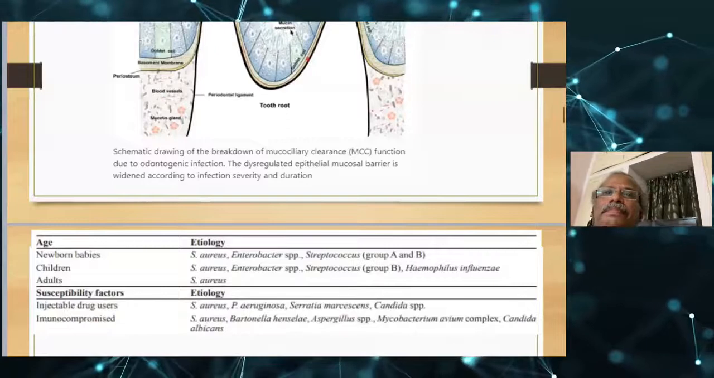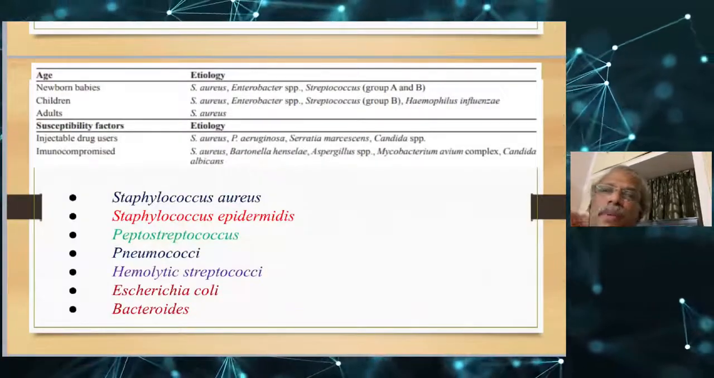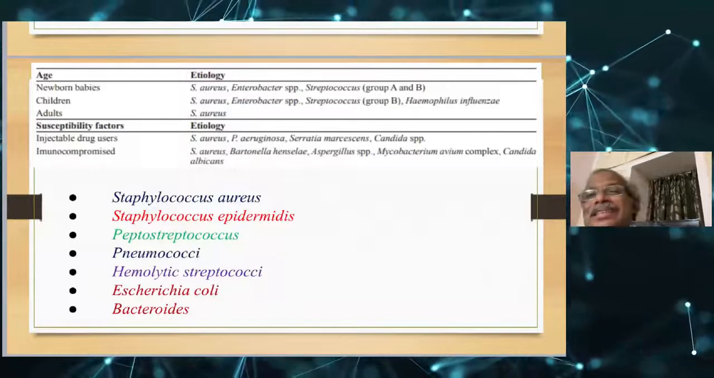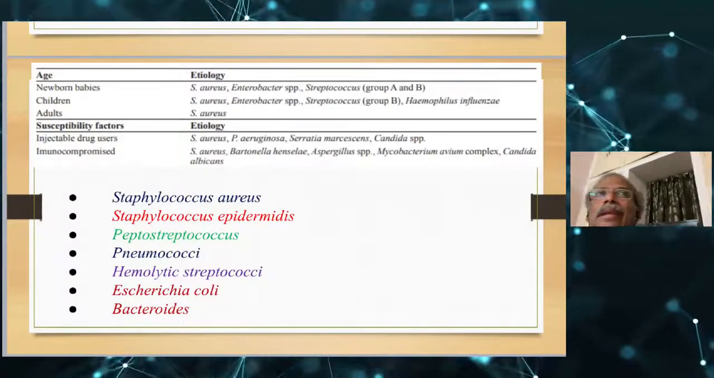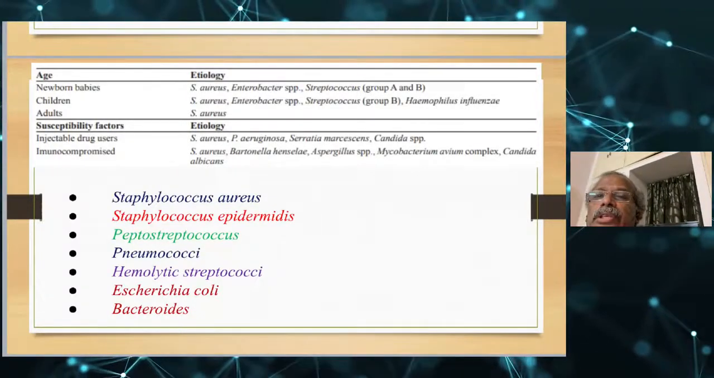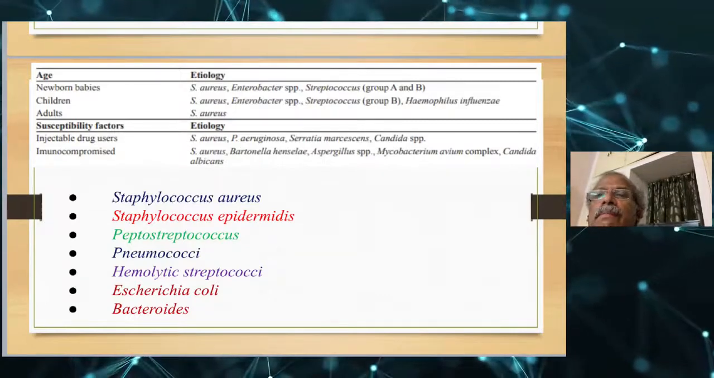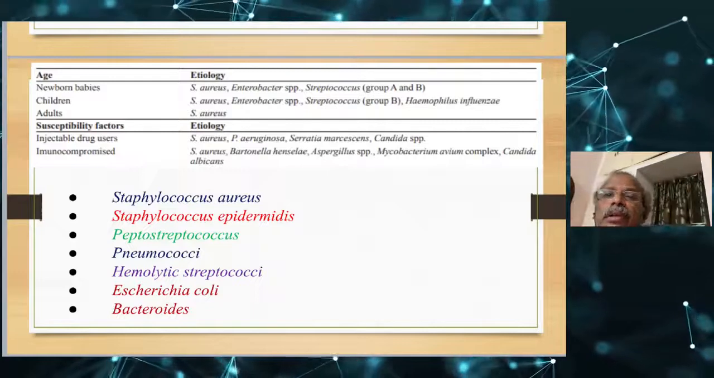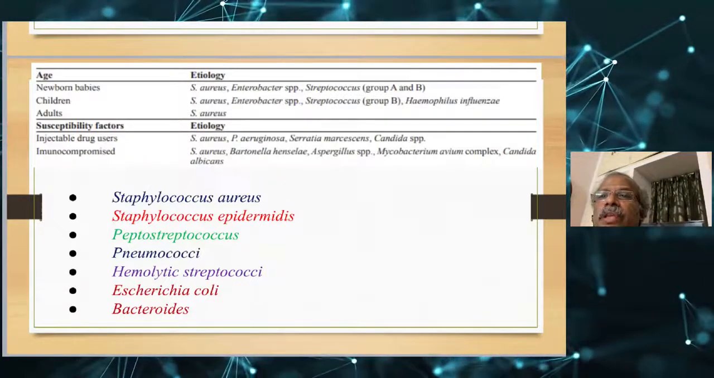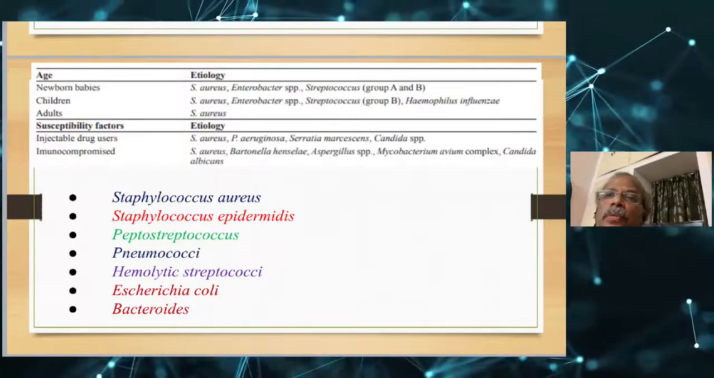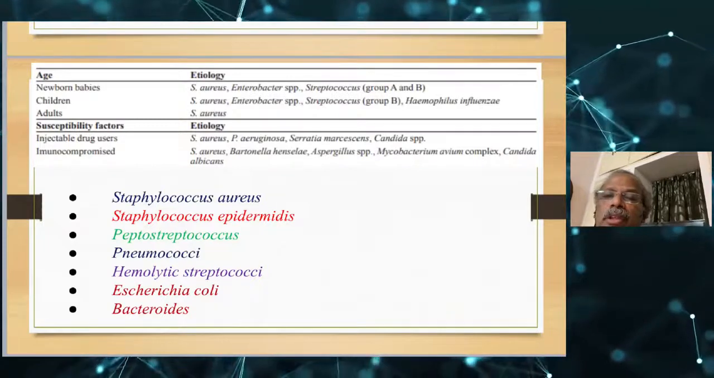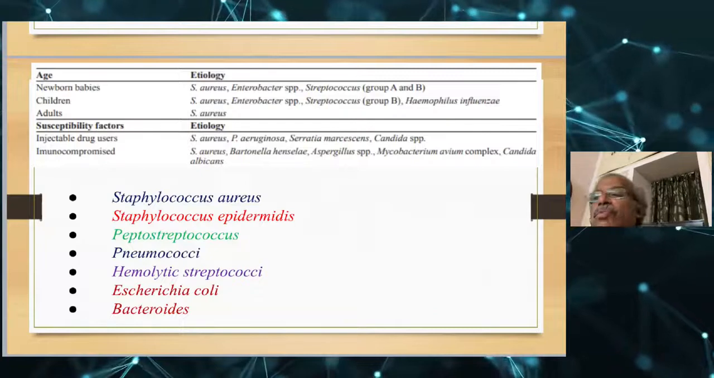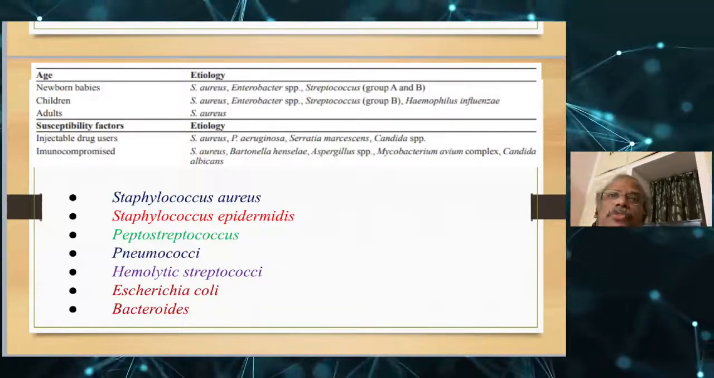Let us say what type of organisms we have seen in the last 20, 30 years. Even today, Staphylococcus aureus accounts for the maximum number of infections. Also other aerobic Staphylococci, pneumococci, Escherichia coli, and Bacteroides are seen, all very commonly in adults.